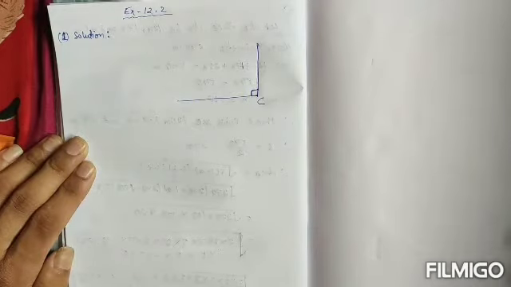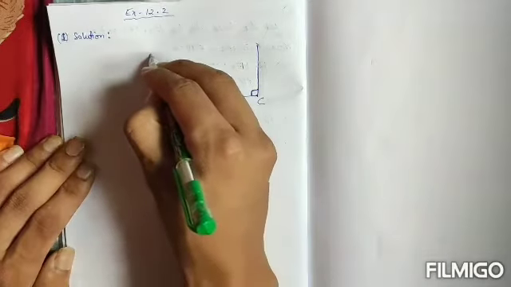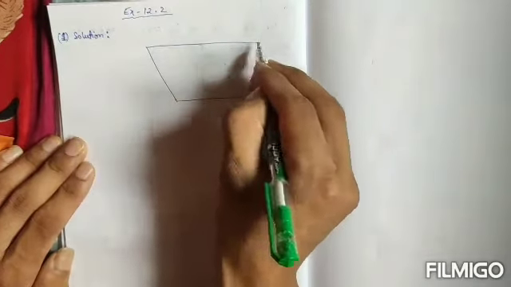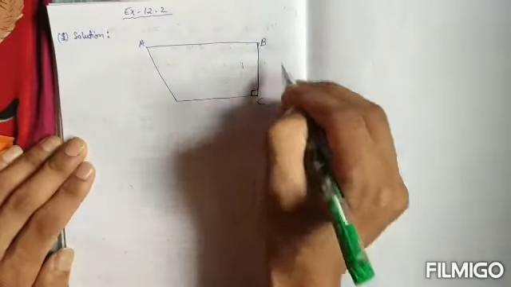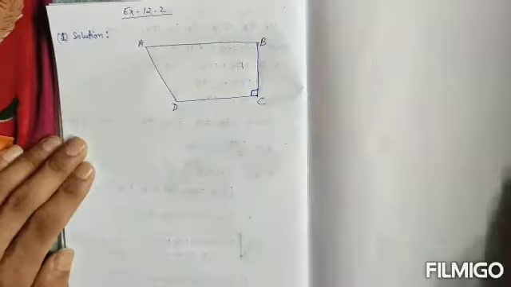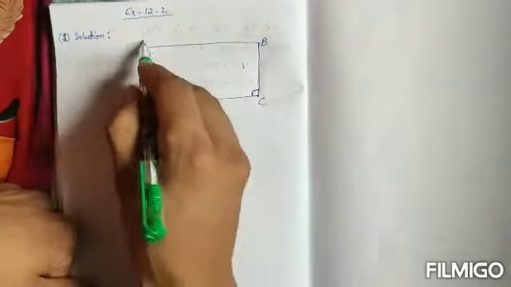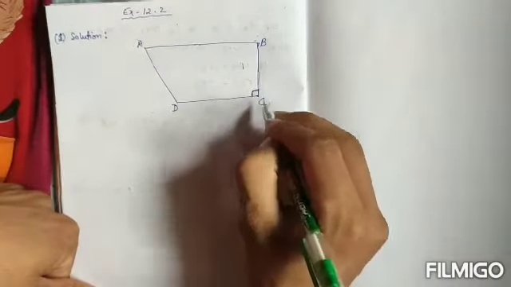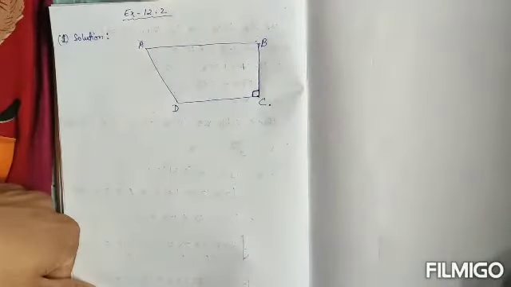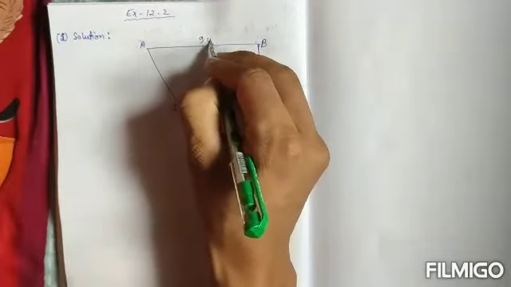Then BC is 12, CD is 5. First let me make it. If I make a quadrilateral like this, it will be A, B, C and D. Remember you have to follow the alphabetical order. A, B, C, D. It should be in order. And we have to write C here because angle C is given as 90 degree. Such that AB is 9 centimeter. So this is 9 centimeter.